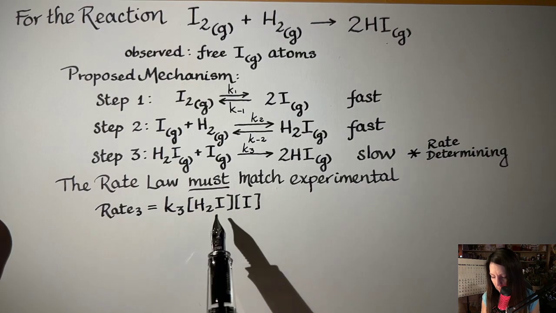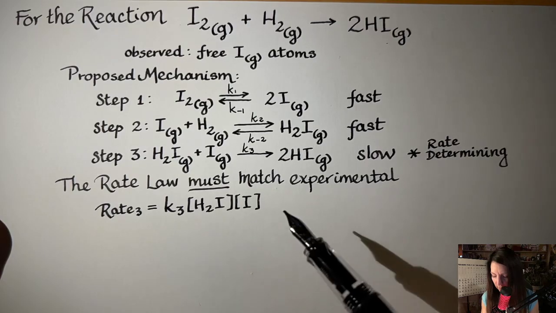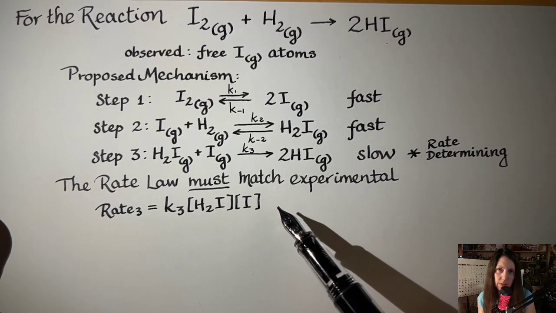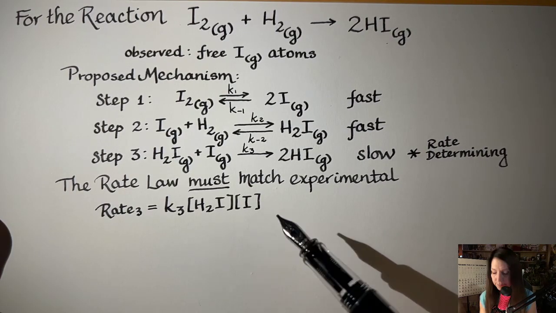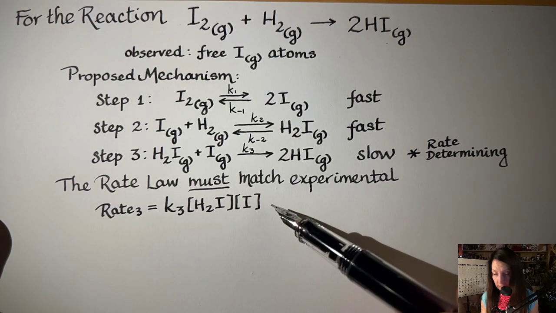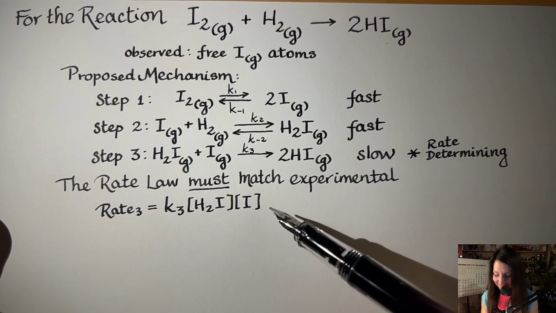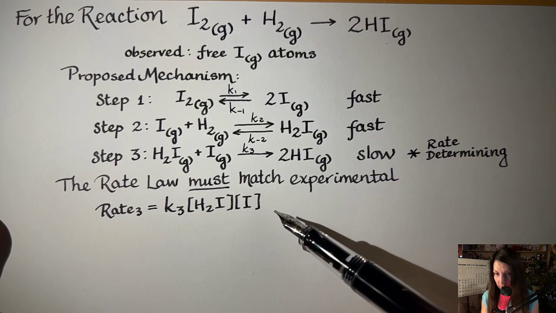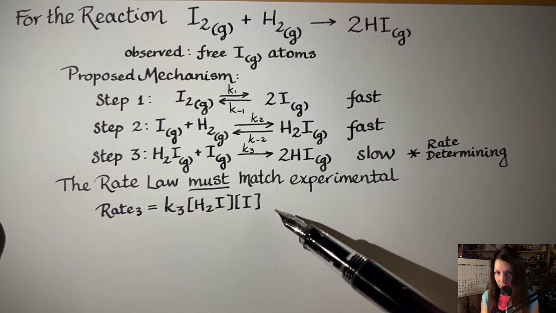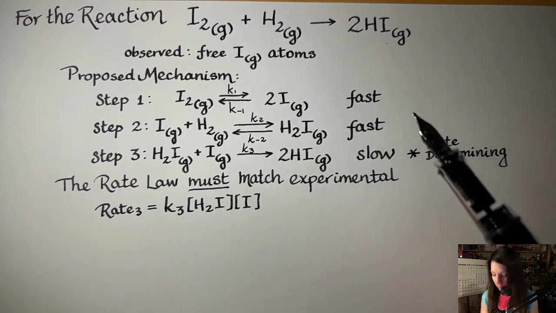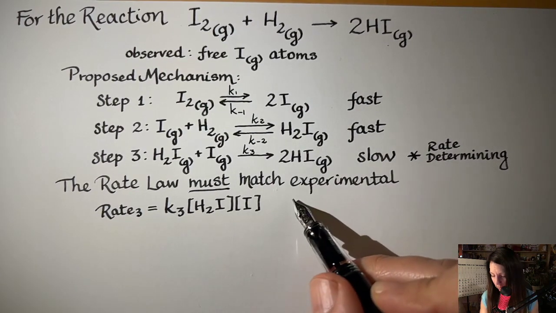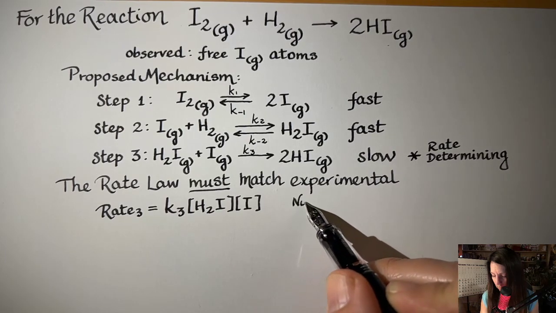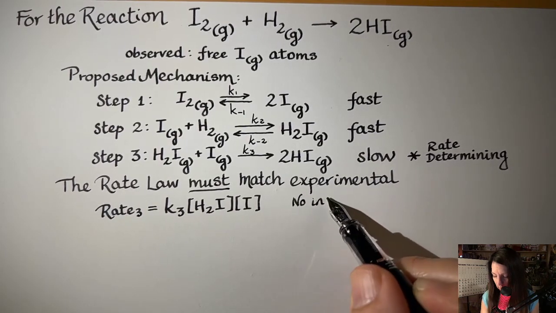Okay. And now we look at this and we say, is this rate law accurate? And is it written correctly? And when I say correctly, I mean that rate laws follow rules. And one of those rules is no intermediates allowed.